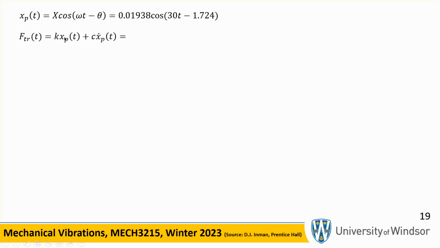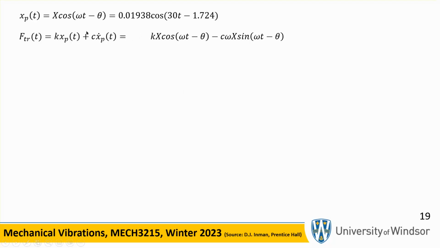is the force of the spring and the force of the damper. Force of the spring is just k times displacement of the spring. Force of the damper is c times the velocity of the damper. And you have this expression right there. Just plug it in.